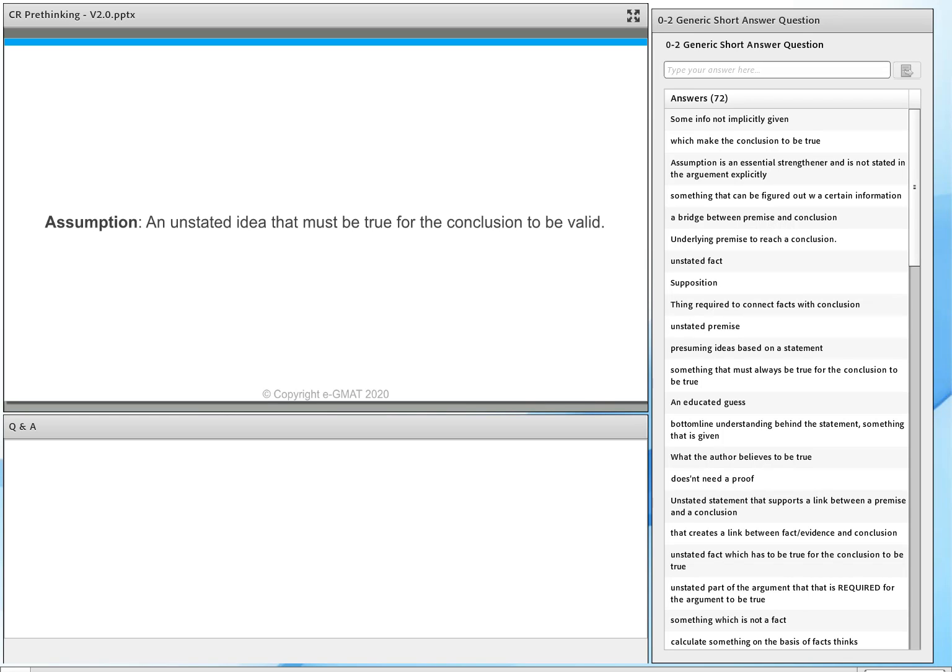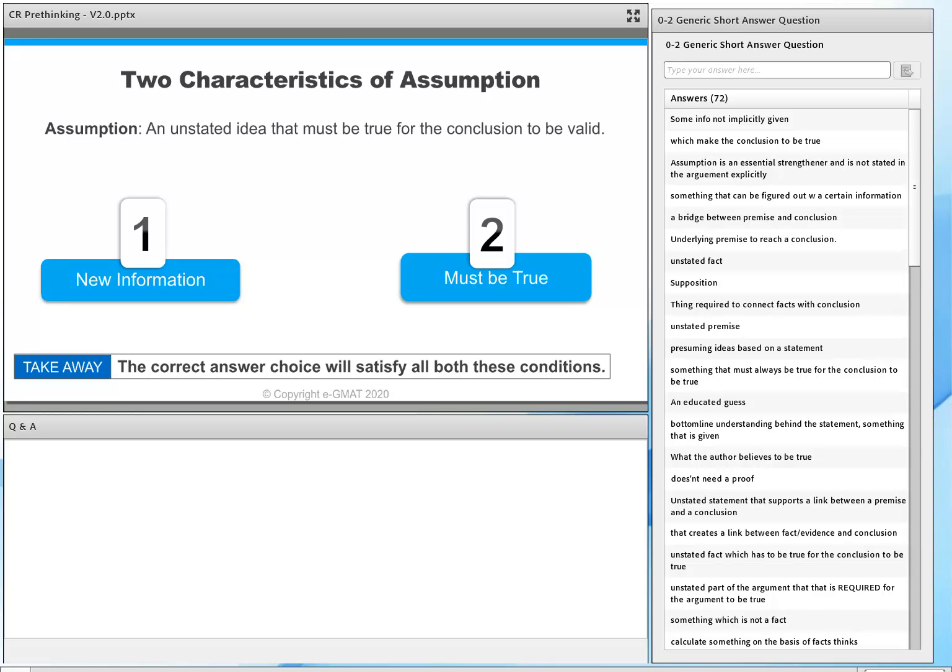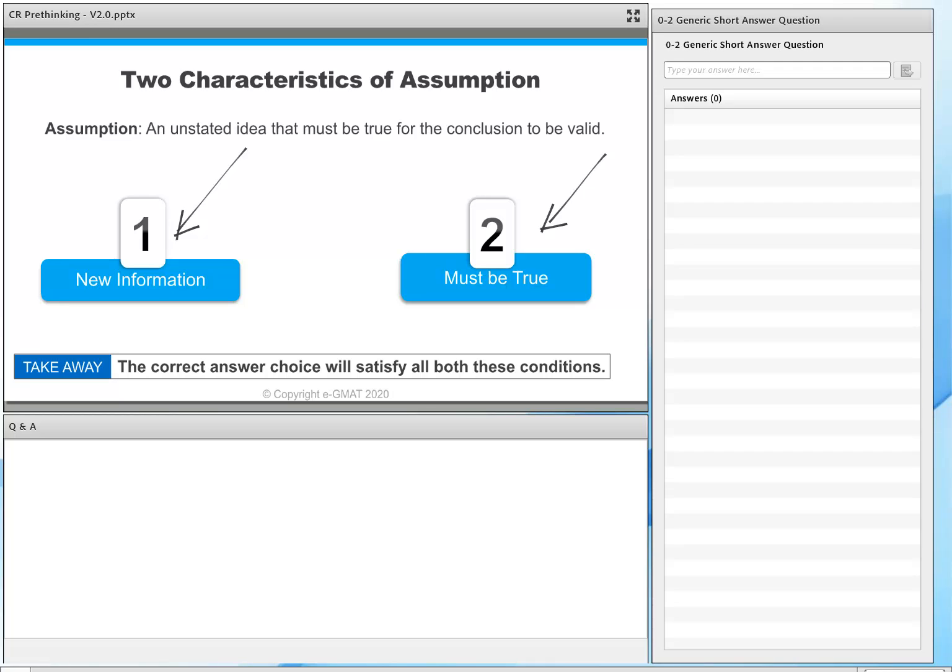So what is an assumption? An assumption is an unstated idea that satisfies a very special condition, which is the must-be-true condition for the conclusion to be valid. Again, I understand that the unstated premise versus the must-be-true piece can be a bit confusing. So there are two characteristics that an assumption satisfies. One is that it provides new information. The second is that it satisfies this must-be-true condition. We're going to talk about what this means, because once you understand what that must-be-true condition is, and once you build that ability to visualize, you can pretty much answer every assumption question.